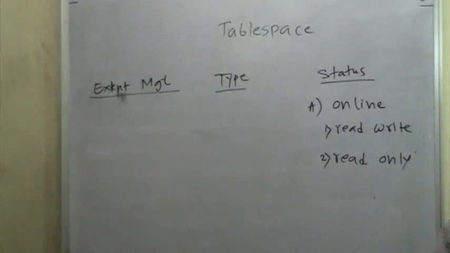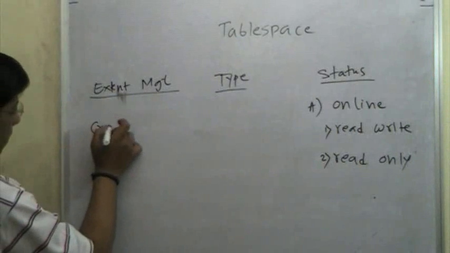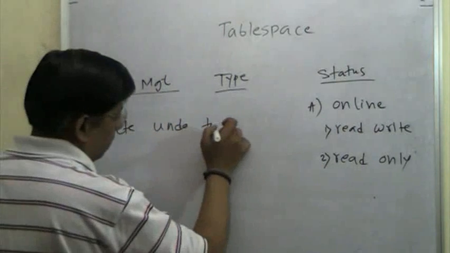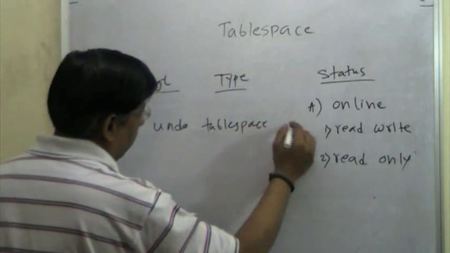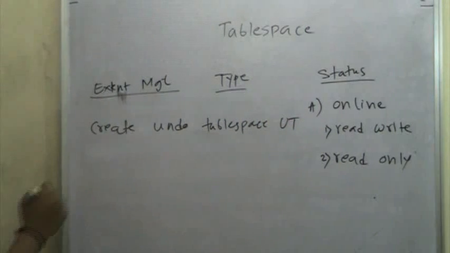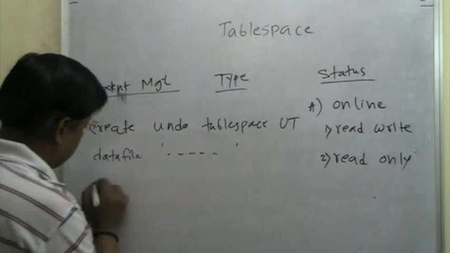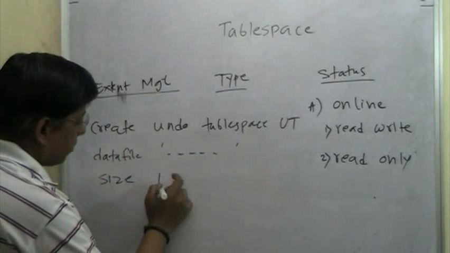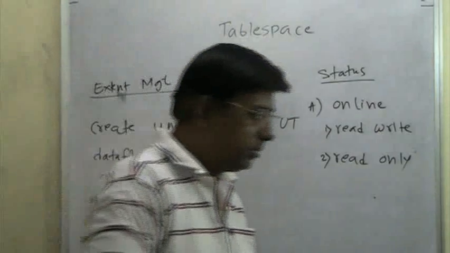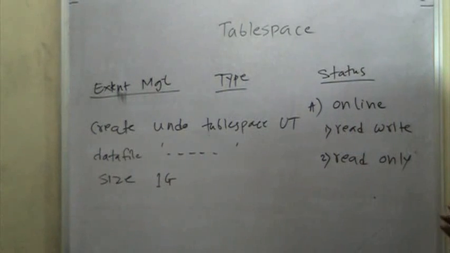Now how to create an undo table space? Create undo table space, whatever name you want to give, maybe UT, and then everything else is the same. Data file, the name of the data file, the size of the data file, 1 gigabyte, all that stuff. That is what the undo table space creation is.